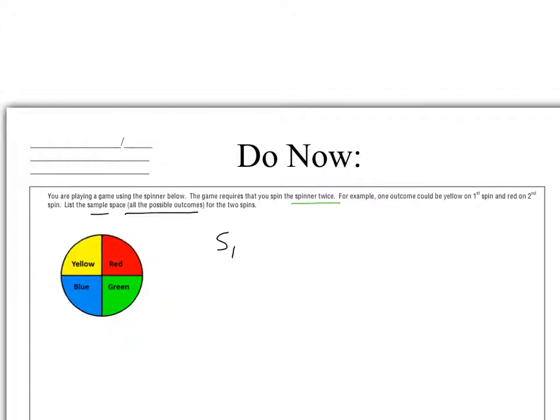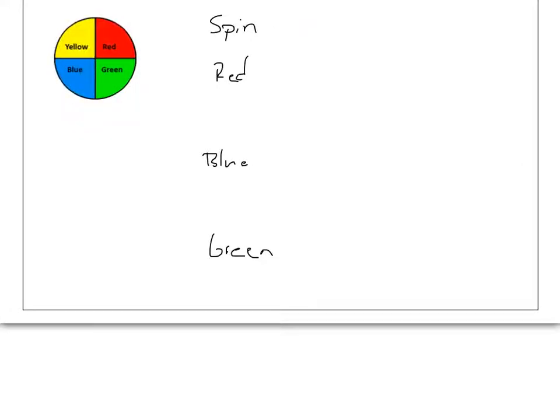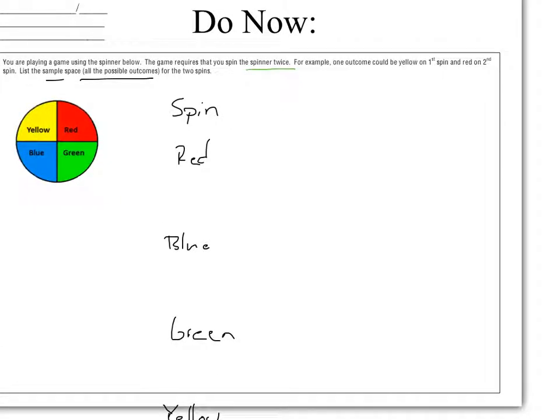So for spin 1, all of the outcomes are red, blue, green, and yellow. However, we have a second spin here, so that can make for a lot of different outcomes. So with the first spin being red, we could also get a second red. So for spin 2, we could get a red, or we could get a blue or a green or a yellow.